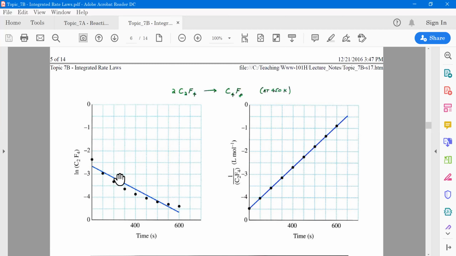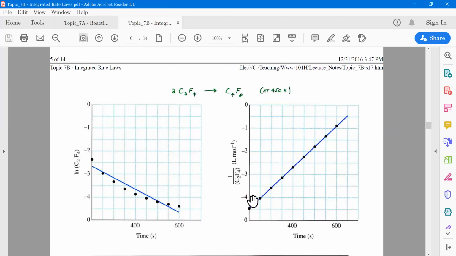In the left-hand case, they were plotted by looking at the first order rate expression for a reaction that would follow first order kinetics. In other words, it plots the log of the C2F4 concentration versus time. As you can see, the data points don't follow a straight line very well at all. In fact, they're curved looking if I plot it in this fashion, the log versus time. But if I plot those same data as 1 over the concentration of C2F4 versus time, now I get a straight line where all the data points fall on the straight line.